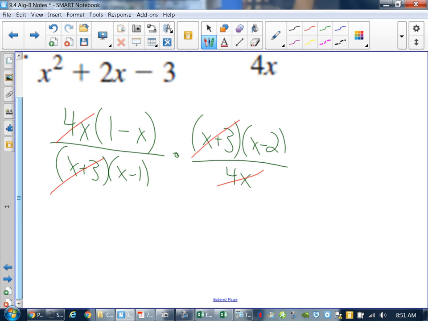Now let me ask you this. 1 minus x, x minus 1. They're pretty close to one another, aren't they? But if I take out a negative 1, don't I get negative 1 plus x, which is x minus 1? So your answer is negative 1 times x minus 2.